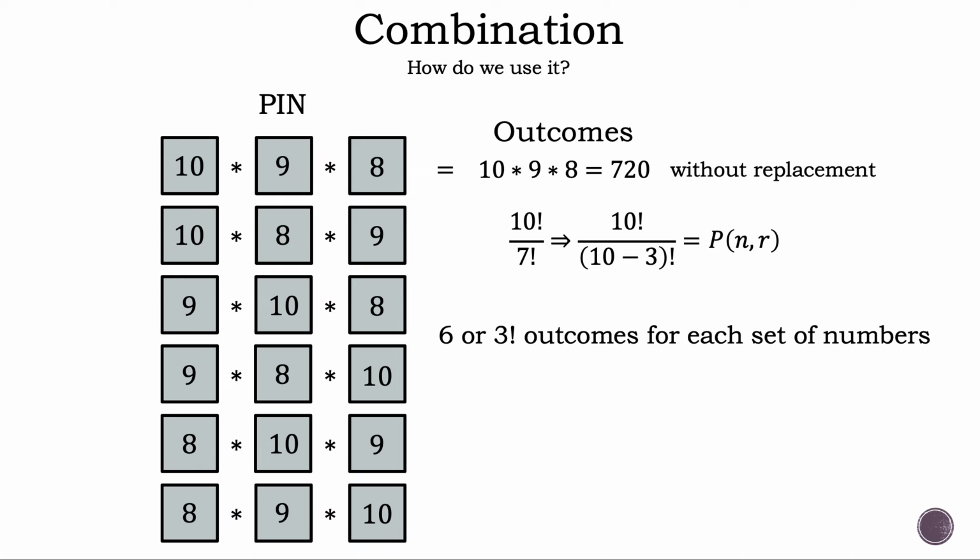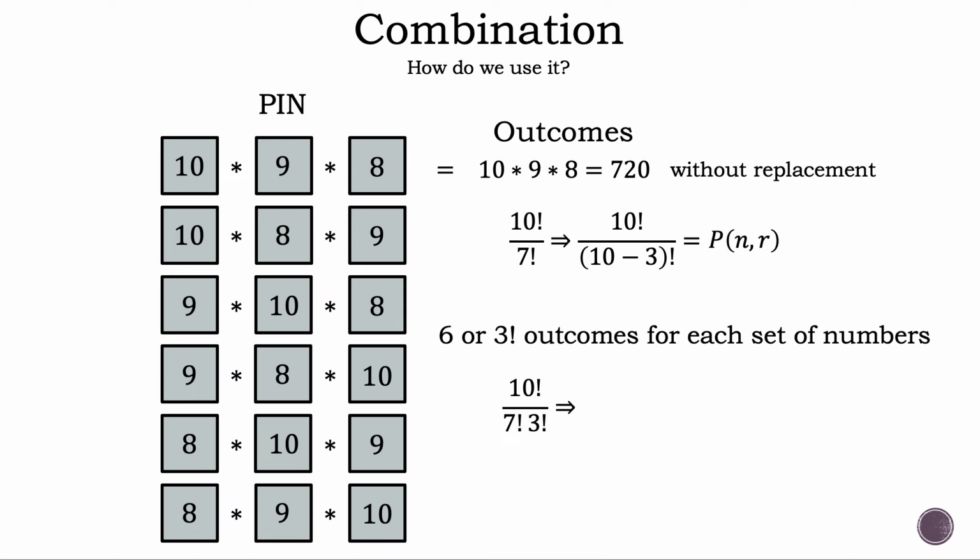Now, for combination, order does not matter. That means that all of these options are considered the same. Since they are the same, we have to take them out. To find out how many outcomes we have with combination, we write down the total of permutations, which is 10 factorial over 7 factorial, or if you prefer, 720, and divide it by the number of outcomes that repeat, which is 3 factorial in this case.